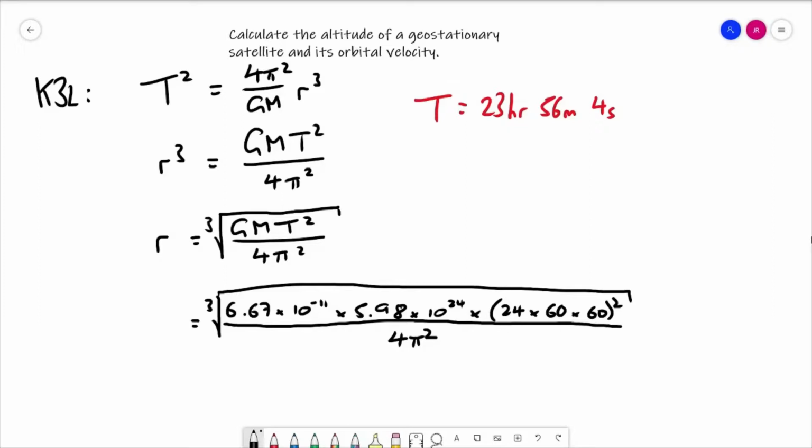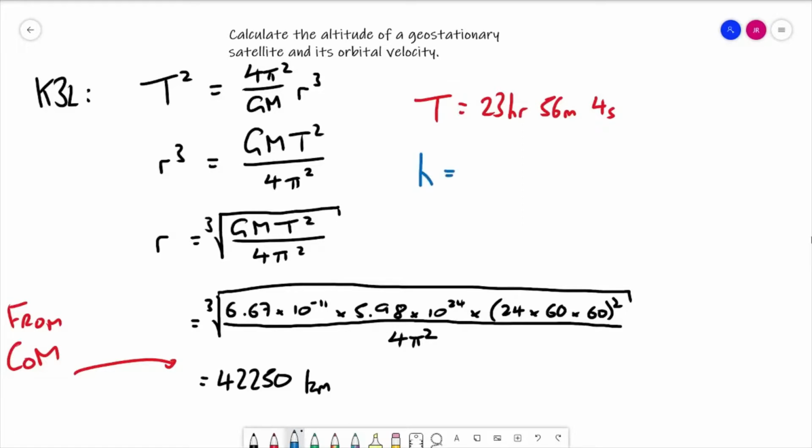Now, when we do that in the calculator, what we end up with, if you put it in kilometres just to make life easy for us, is 42,250 kilometres. But as usual, remember that that value, based on Kepler's third law, is from the centre of mass of the Earth, and as usual we need to then subtract the radius of the Earth to get the altitude.